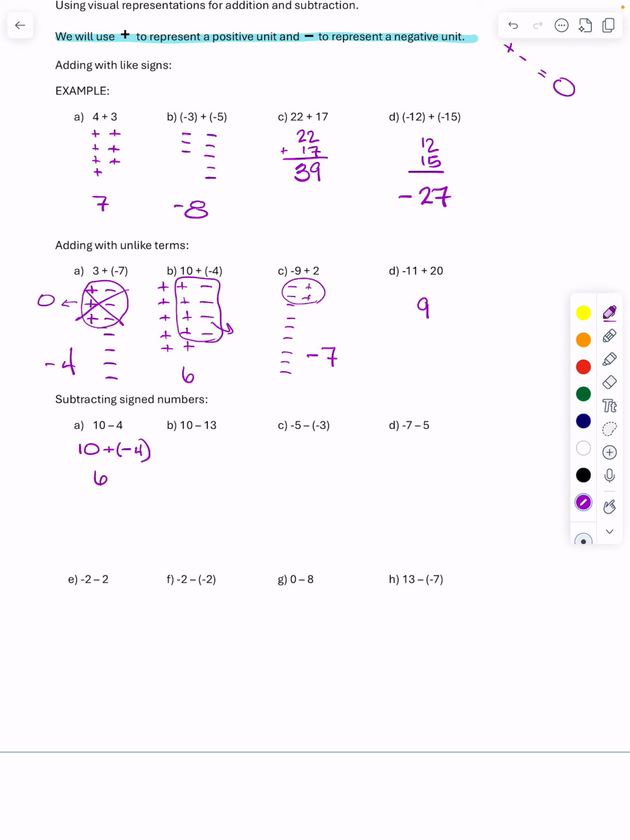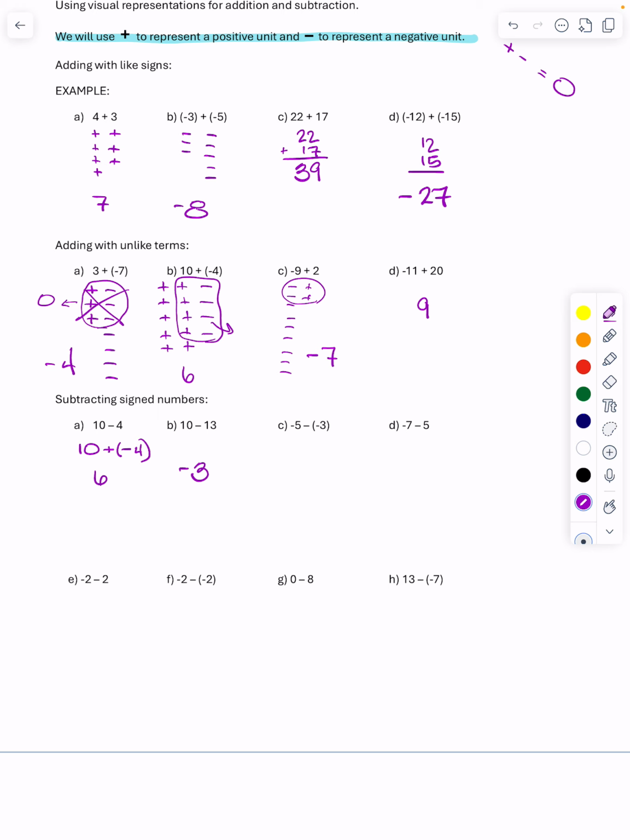For B, I've got 10 minus 13. I'm taking something bigger away from something smaller. I'm also 3 short, right? I can take away 10. I still have 3 more I need to take away.